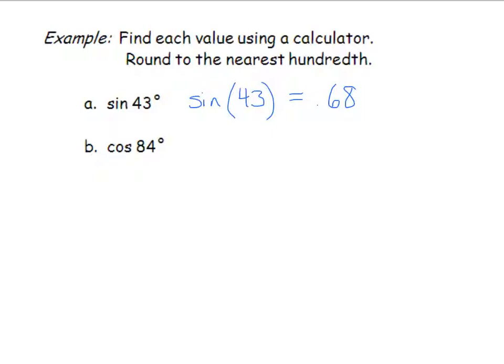Same thing happens for cosine. When I hit the cosine key on my calculator, it opens up a set of parentheses. I put 84 down, close it, and then your calculator should spit out something like 0.10. It'll be 0.0 45284, but since it says round to the nearest hundredth, that would be 0.10. If you have questions on this, or you're not getting these answers, make sure you ask your teacher for clarification in class.